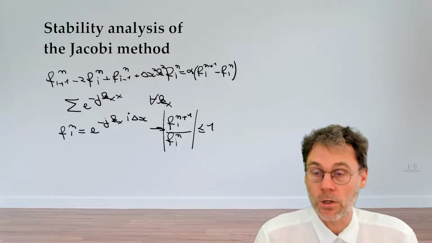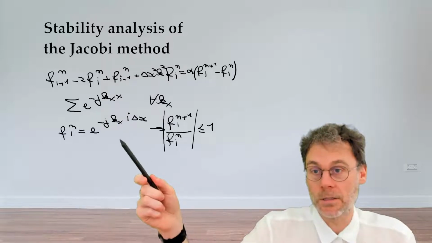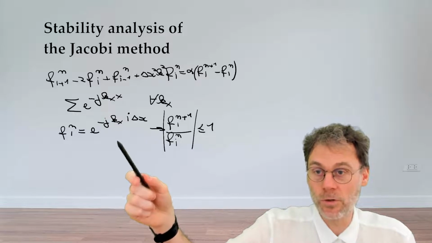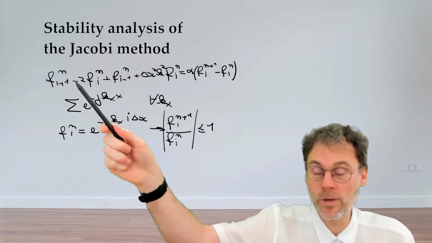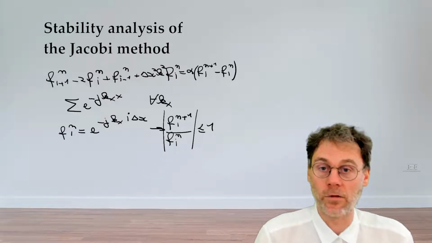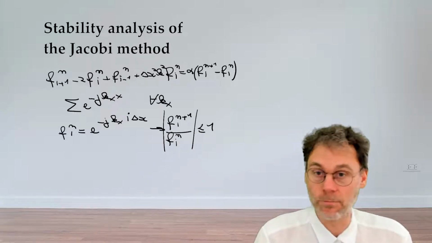Okay, so pause the video. Take this particular initial field distribution, plug it into the Jacobi equation and see if you can calculate that ratio, and then we can try and figure out when exactly it stays bounded.